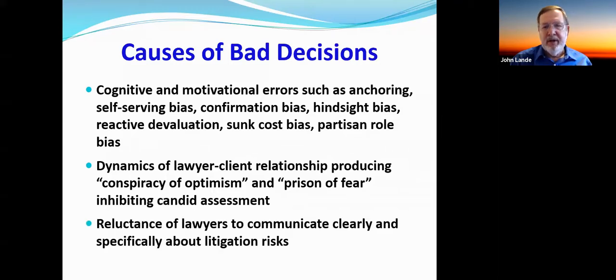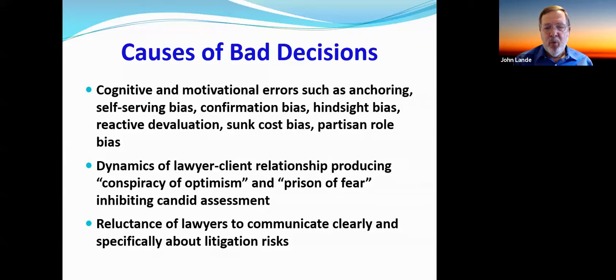And then a third set of causes for bad decisions are reluctance of lawyers to communicate clearly and specifically about litigation risks. One of the problems with litigation is it's inherently uncertain, it's risky. And there are just, again, in the United States, and I'm guessing it's probably true in Brazil as well, so many things that you just can't anticipate. You don't know who the judge is going to be. You don't know how the clients or the witnesses are going to come off when they are testifying. You don't know if some witnesses may not appear. You just don't know what's going to happen.